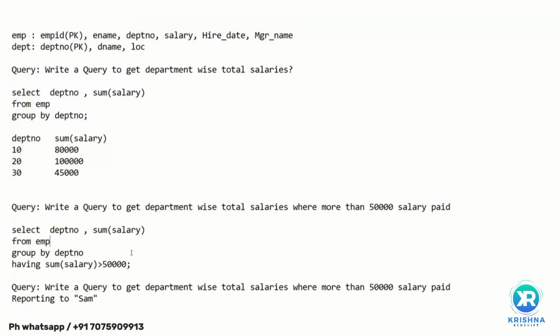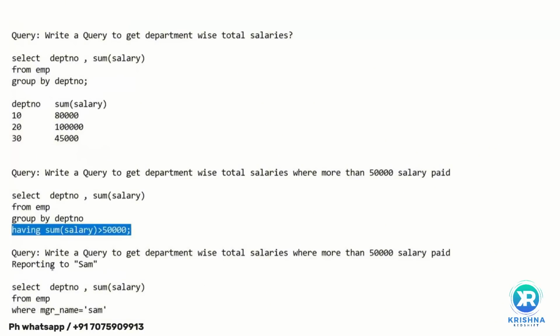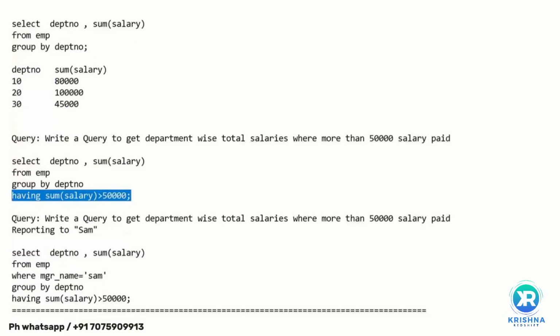That's the right answer. So filter should be under having. Now you must have got the difference between having and where. In where we will have normal conditions, whereas in having we will have conditions on the aggregated columns.